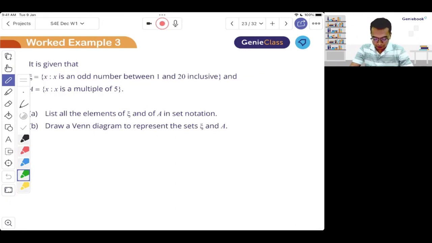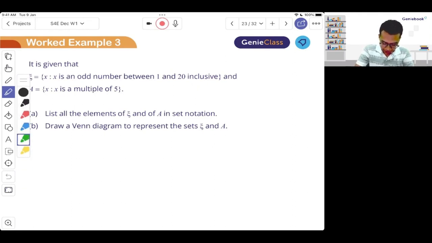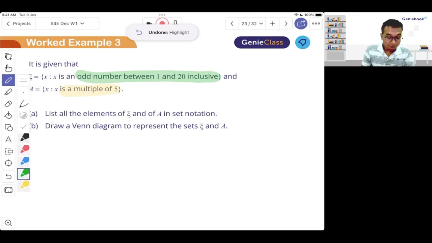Okay, now let's move on to a worked example and apply the concept of complement. Part A. List all the elements of the universal set and of set A in set notation. Now, universal set basically is elements that are odd numbers between 1 and 20 inclusive, and then multiples of 5. Okay, now let's take a look.